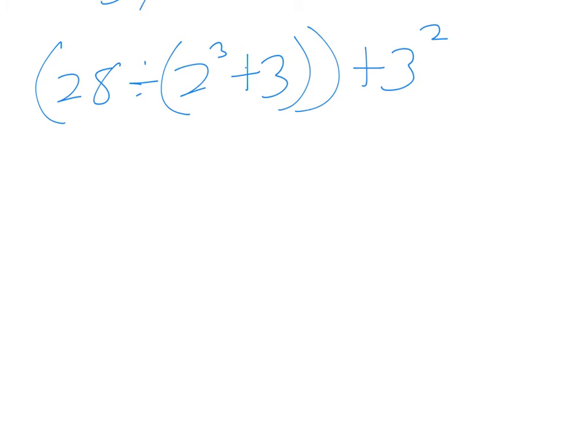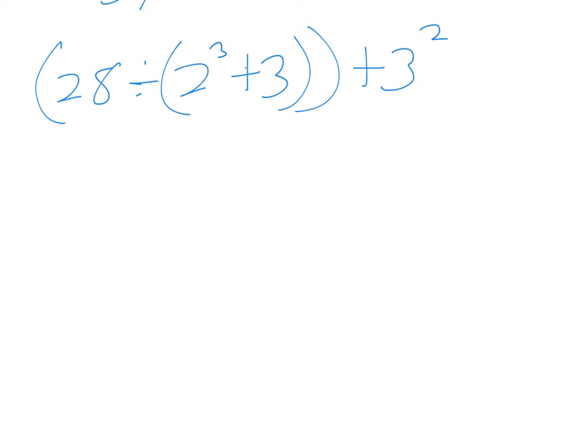Here's another example where you have several parentheses and several exponents. So when you're looking at this, the first thing you do is you say 28 divided by 2 to the third plus 3 squared. So I'm looking at the 2 cubed plus 3. That's inside parentheses. So what I do is I first look at the parentheses, 28 divided by 2 to the third plus 3. And then inside here, I have to do the order of operations again.